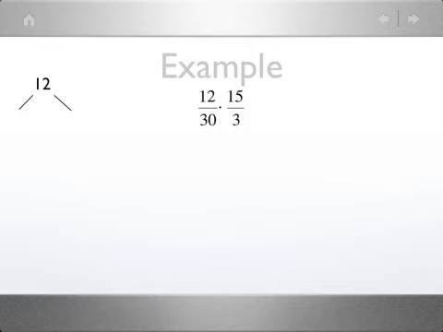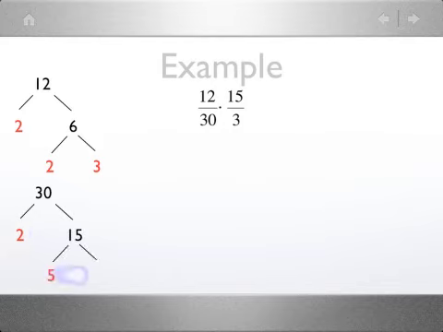First off, I have 12, and I need the prime factorization of that. I got 2 times 6, and 6 can be broken down into 2 times 3. Since I have all prime numbers, I have my prime factorization. The next number is 30. That can be broken down into 2 times 15, and 15 can be broken into 5 times 3. Again, all prime numbers, so I'm finished. And then 15 is 5 times 3. And the other number, 3, is already prime, so I'm done.